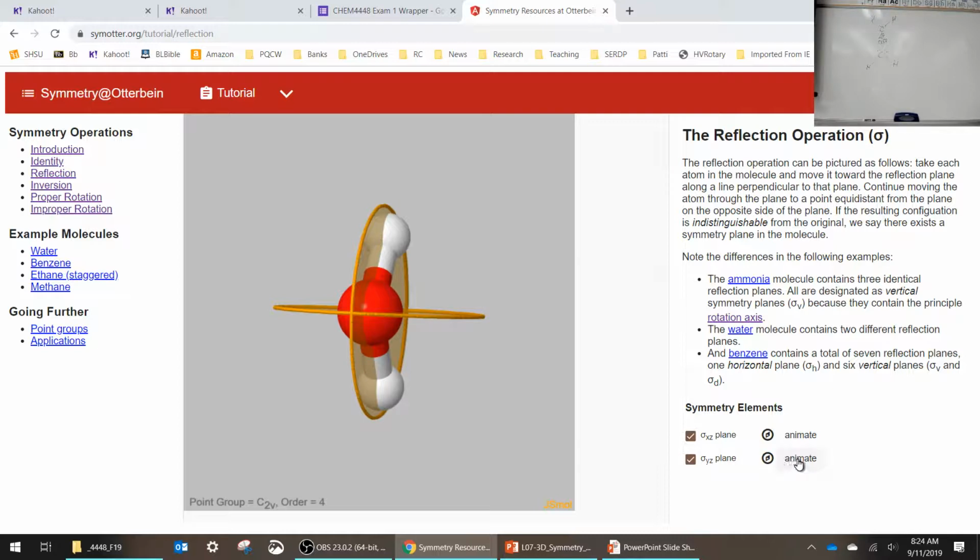It doesn't really do much to animate this one because it's the left half of those atoms reflecting into the right half of those atoms. Now, but that reflection plane still does something to the electron cloud. It takes the front half of that electron cloud and the back half and swaps it. So that is an important symmetry operation.